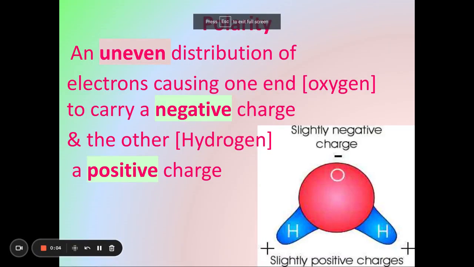Okay, so the next thing to add to our notes is under the word polarity. So polarity, and this is going to be a big term that you're going to hear now with water, and you're going to hear this again when we get into the cell and your cell membranes and how things move back and forth across your cell membranes. You're going to hear this word polar or polarity. So polarity is an uneven distribution of electrons, which causes a difference in charge.